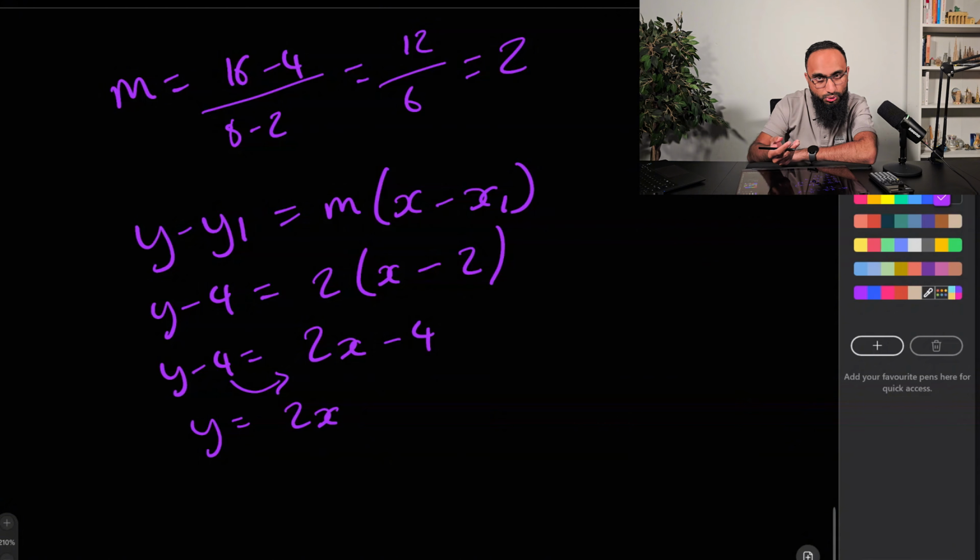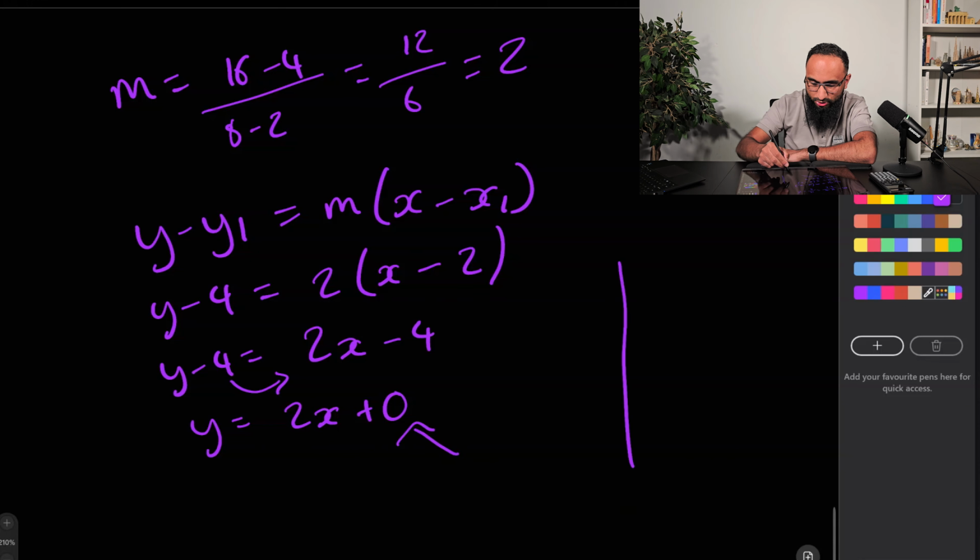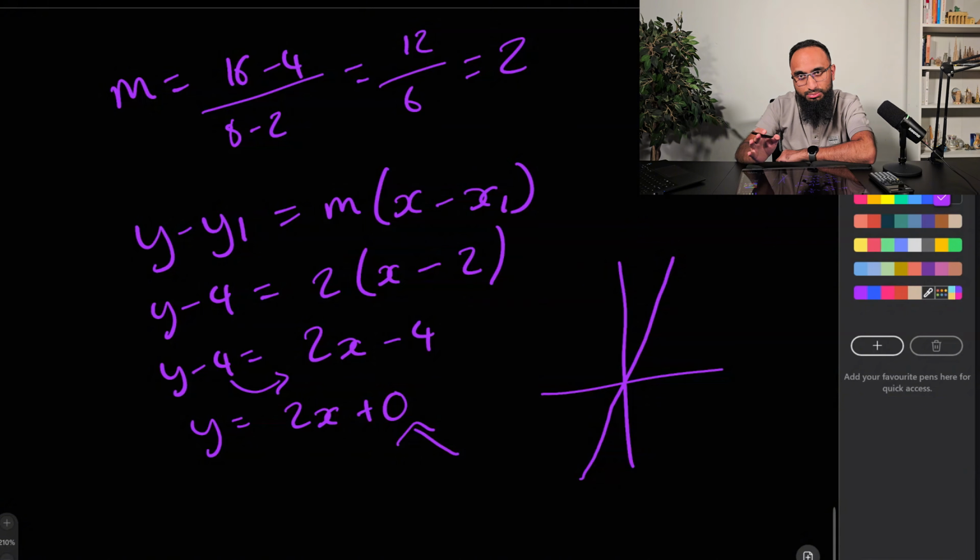So y equals 2x. Because it's plus 0, we know that the y-intercept will be 0. So then we can just sketch it nicely on a graph. I'm not going to label the axes right now, but it looks something like this. The gradient is steeper than 45 degrees because it's not a y equals x line, which is 45 degrees, it's more than that. So that's how we can do it through algebra.